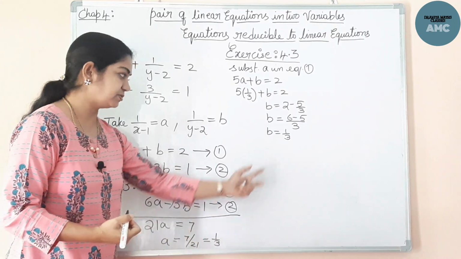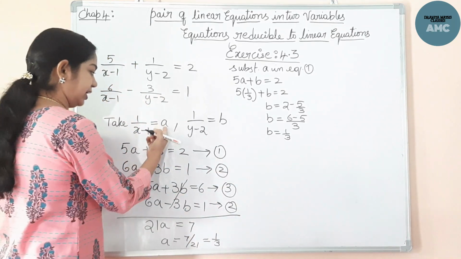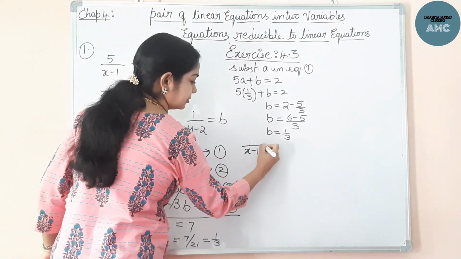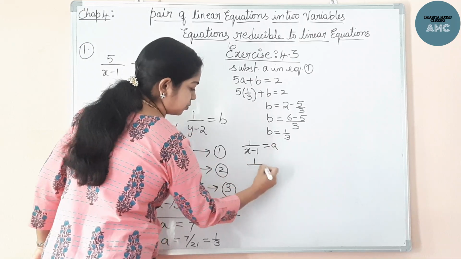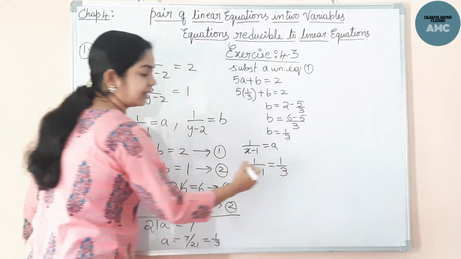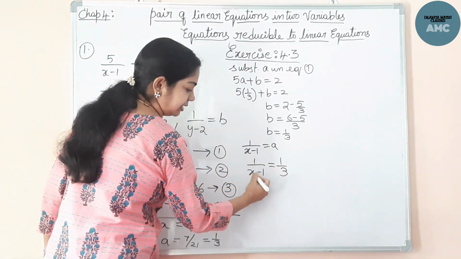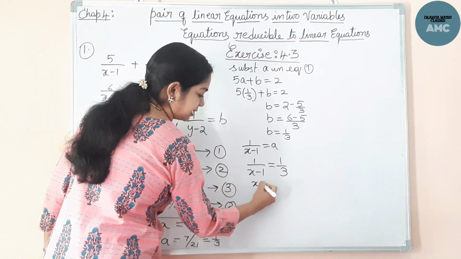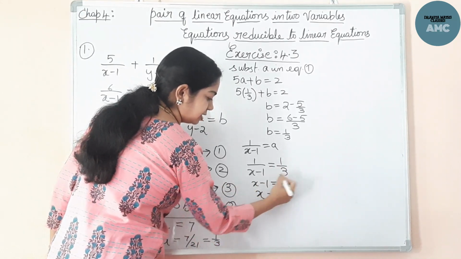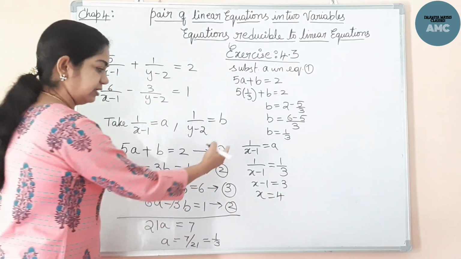Now we will be reducing these variables back. What we have supposed, we will be taking again. Now a is 1 by x minus 1, so given a is 1 by x minus 1 equal to 1 by 3. I am substituting the a value. Now cross multiply these two. So 3 into 1 is 3, and x minus 1 into 1 is x minus 1. So x minus 1 equals 3. Now simply x is equal to, shift this to that side, 3 plus 1, 4. We got the variable.